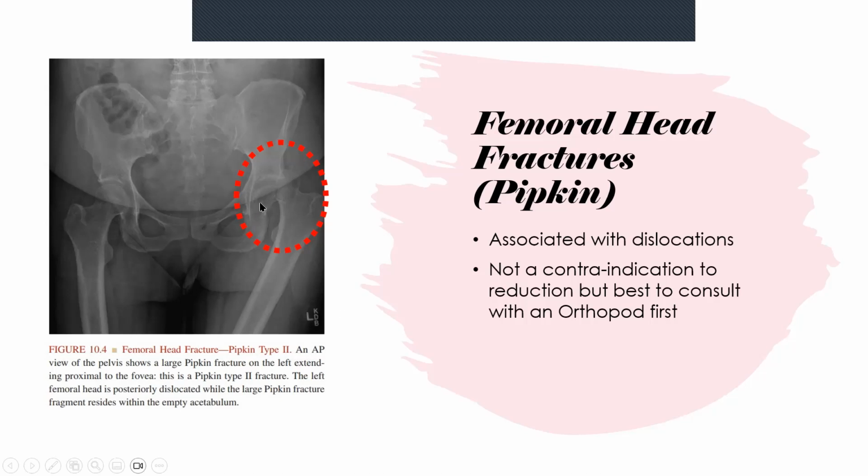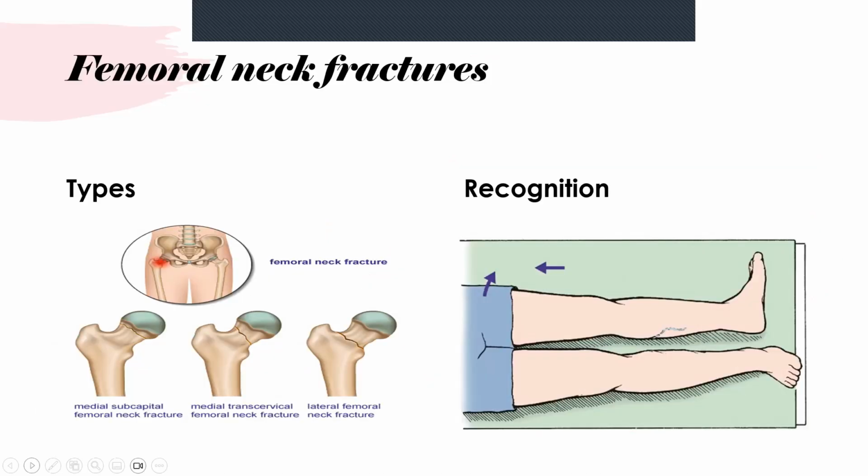So we see the left femoral head sitting up over here, and we see the rest of it being pushed posteriorly into sort of like a posterior dislocation as well. So this is quite a large one that they've got over there. So now we get to femoral neck fractures. These are the types of femoral neck fractures that you have.